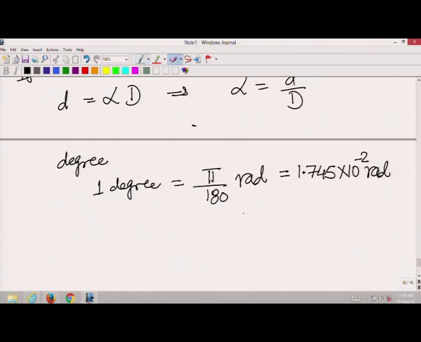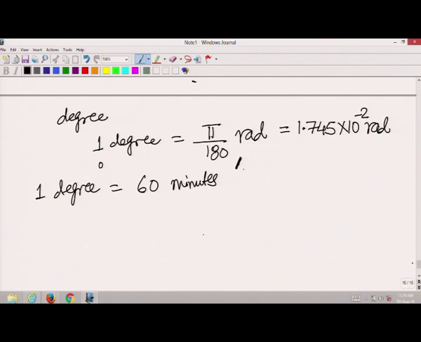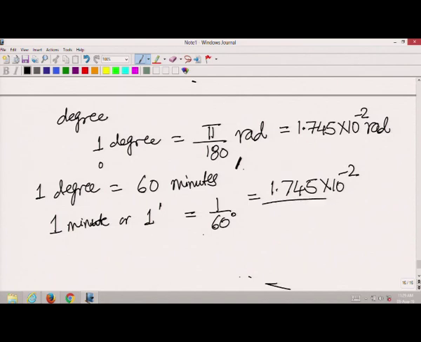And then if we subdivide the angle further, 1 degree is equal to 60 minutes. For degree we use a small circle, and for minutes we use a single inclined line as a symbol. So, we have 1 minute, which is equal to 1 by 60 degrees, and this will become in radians 1.745 into 10 to the power of minus 2 divided by 60 radians.